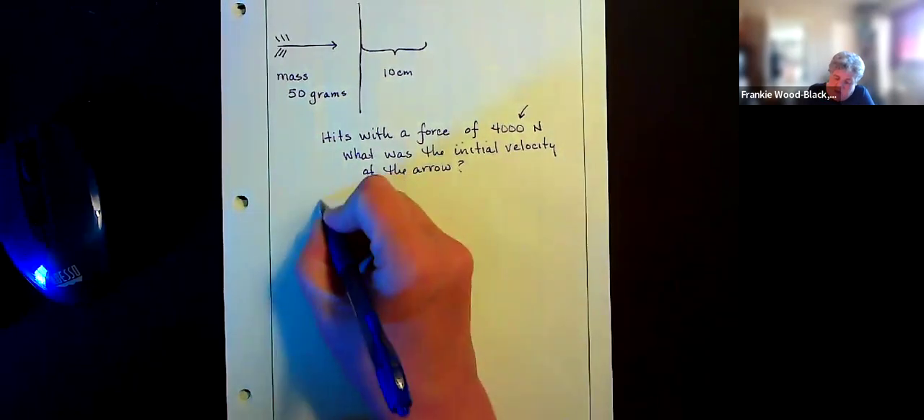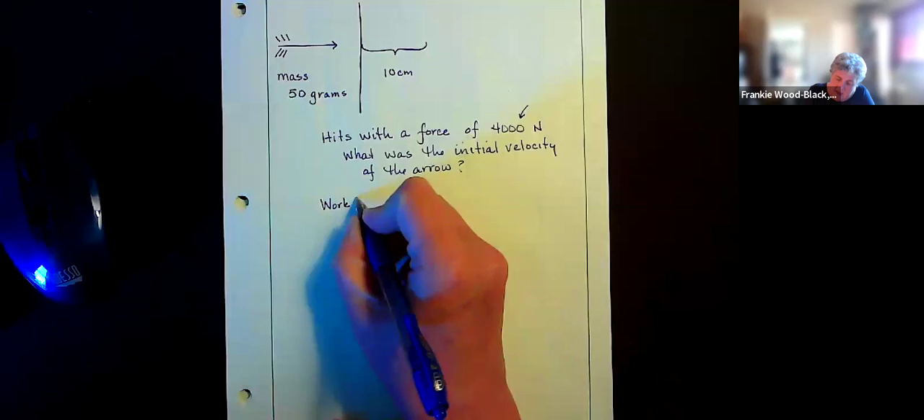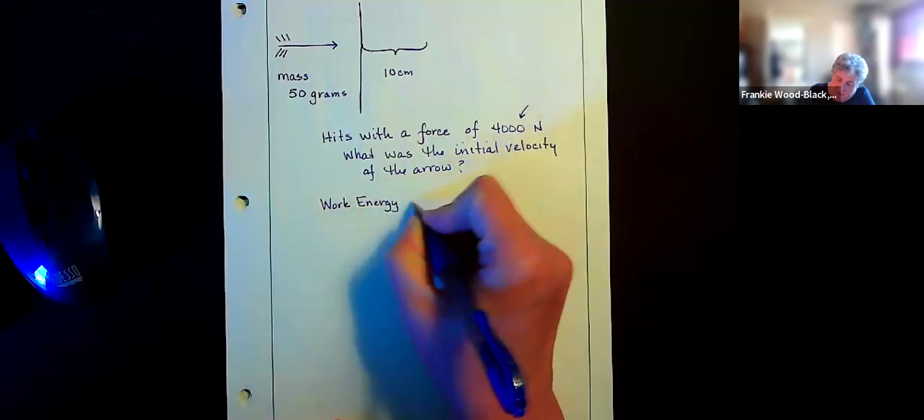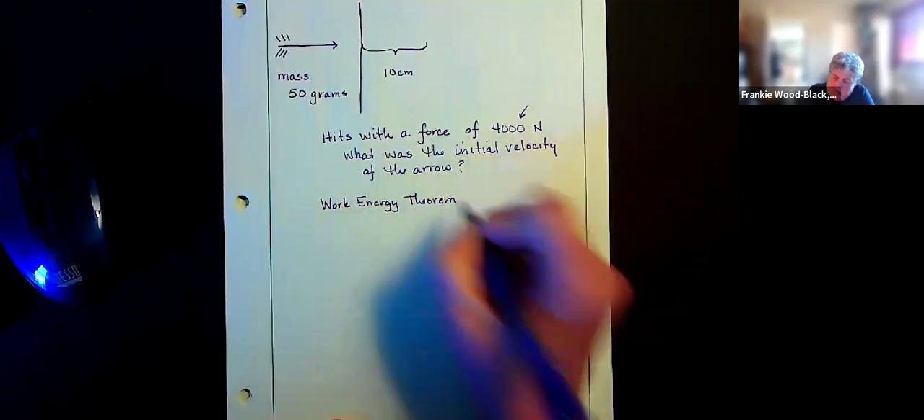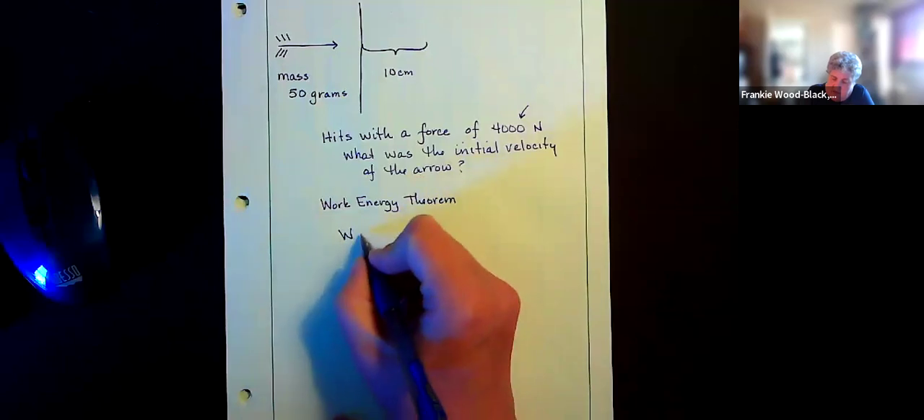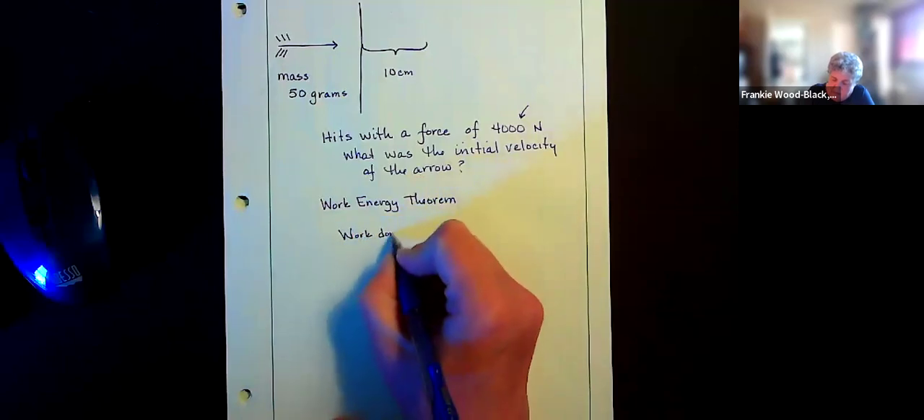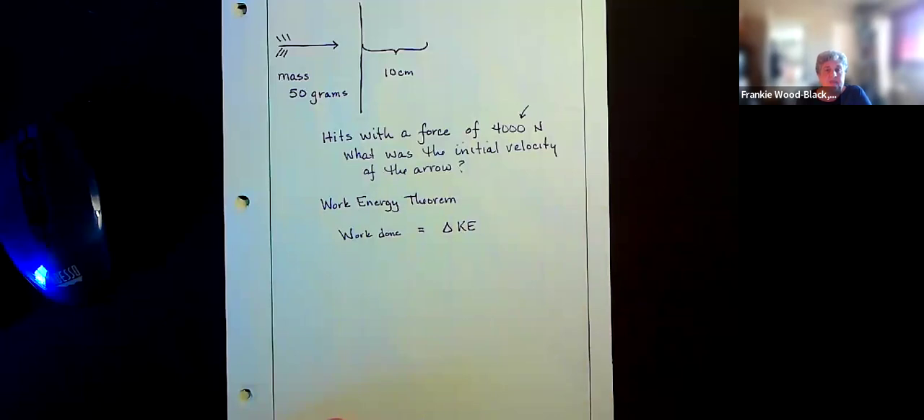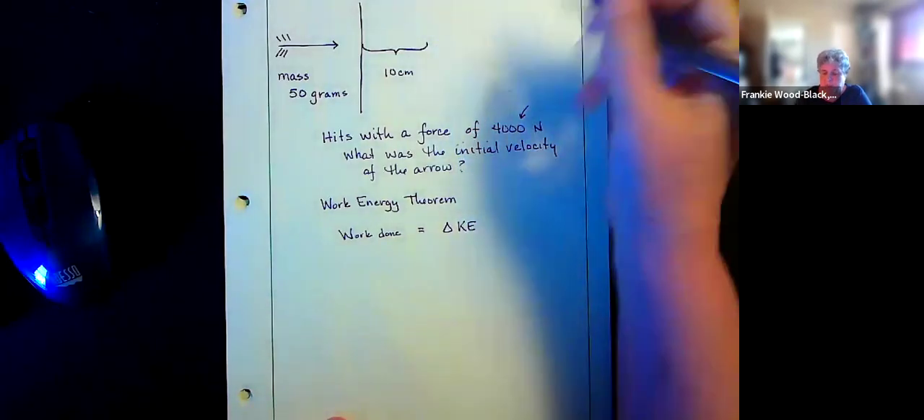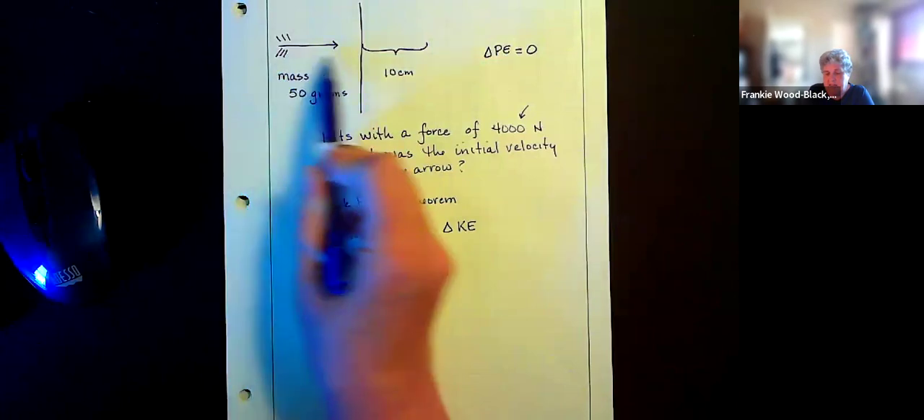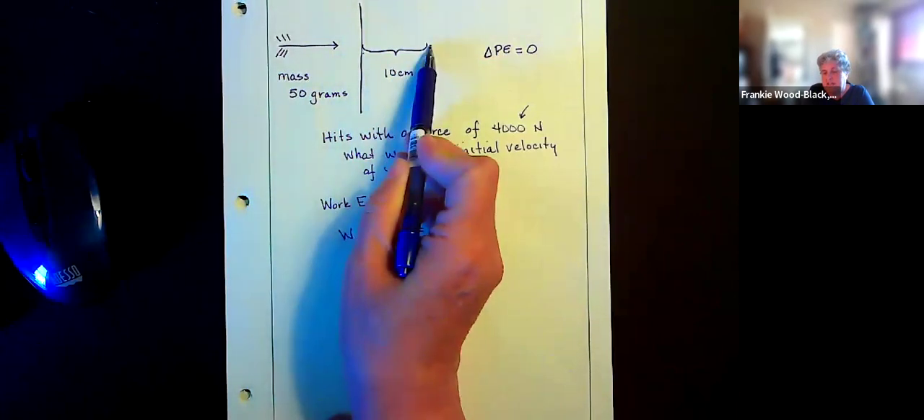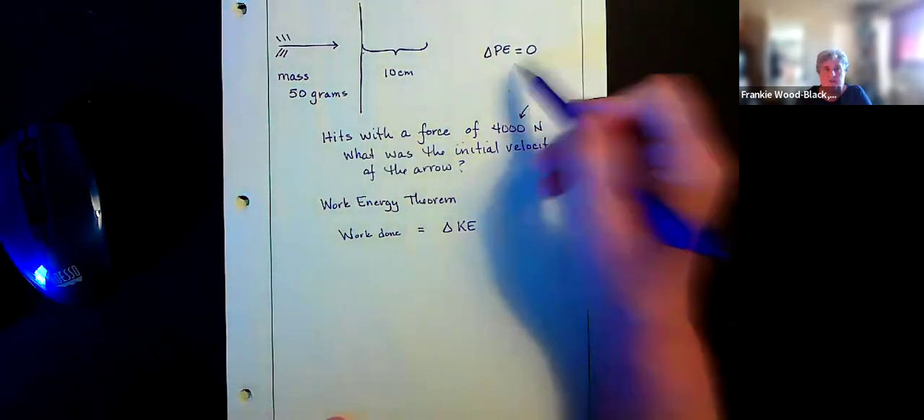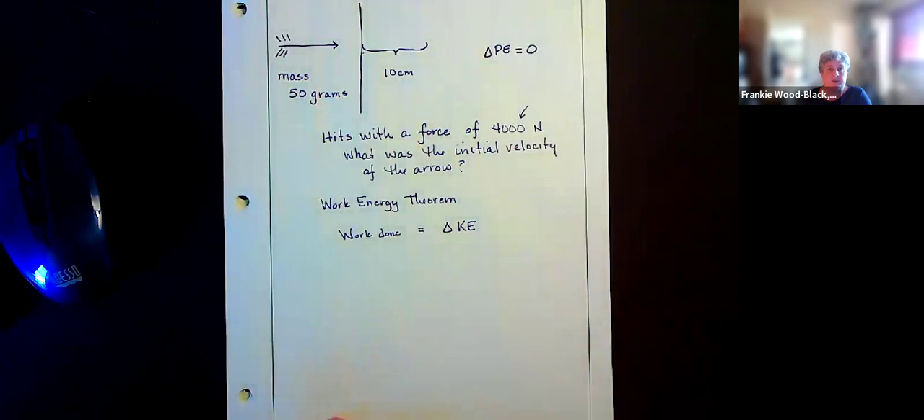So in this one, we're going to use the work energy theorem. And that says that the work done is going to equal the change in the kinetic energy of my system. Now I can look at it as the change in kinetic energy, as the potential energy, but one of the things about this particular problem is the change in potential energy is equal to 0, because the height that the arrow comes into the target, and as the arrow stays in the target, I'm not changing my height at all, so there's no change in potential energy, so I don't have to worry about that.